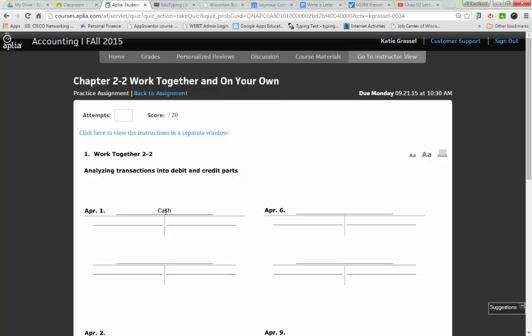This is all the same questions I was just asking on the board. So how much is cash going to be affected by? $5,000. And we already determined this is the first account, so it has to be debited, so we have to put it on the left-hand side.